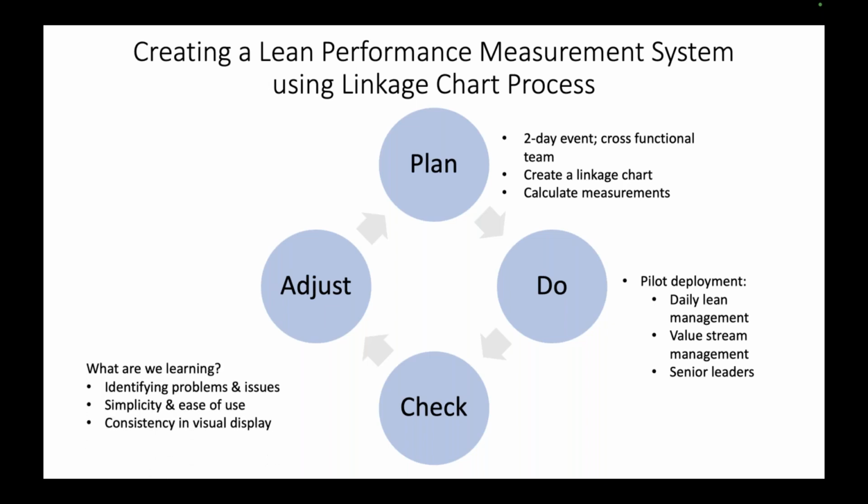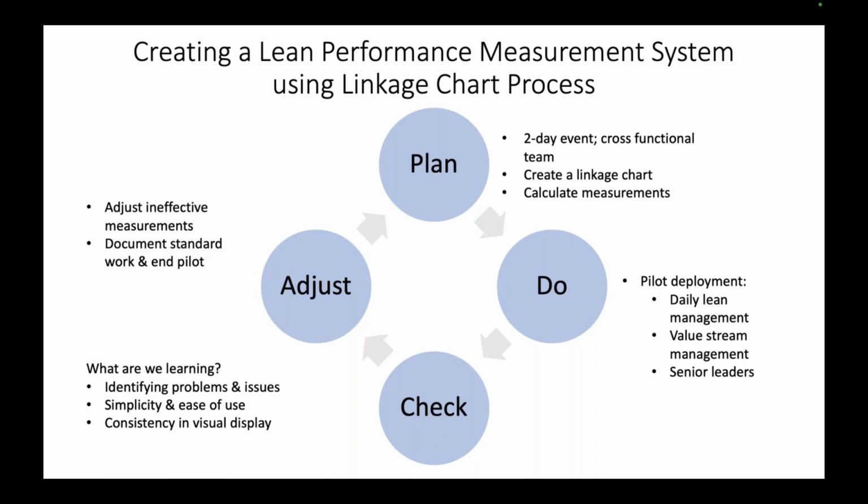The check is, what are we learning? The purpose of lean performance measurements is to identify problems and issues. They need to be simple and easy to use because the various teams own the measure. And you want consistency in the visual display of the measures. I always say the acid test of a good lean performance measure is if it's revealing process problems, it's pretty good. But if you're getting the measurement, but you're not learning anything from it, then maybe it's time to adjust.